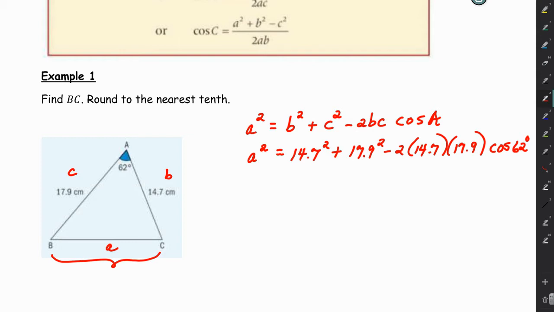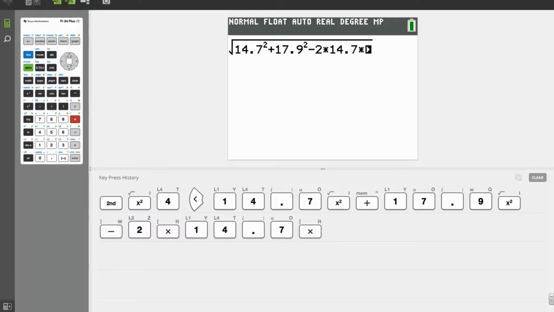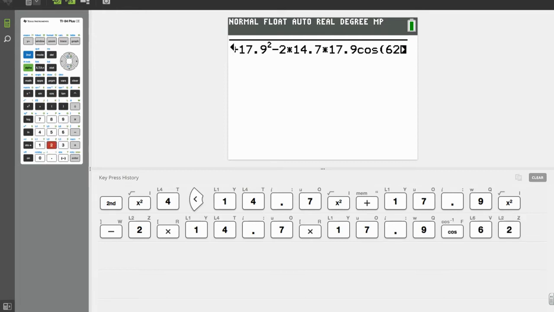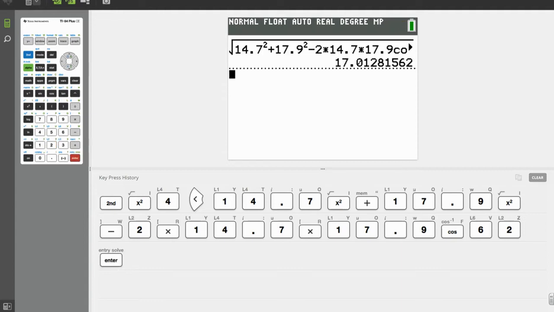And at this point, we'll put it into our calculator, and just remember that when we solve for A, we need to be sure to take the square root of both sides. And we put that in our calculator, we're going to get approximately 17 centimeters if we round to the nearest tenth. And I should have said this at the start, but make sure you're in degree mode.